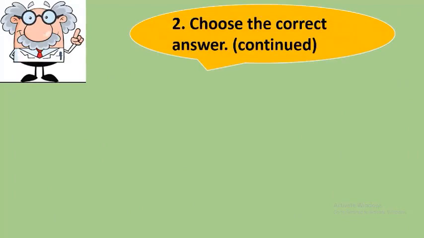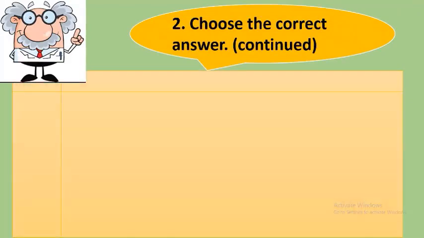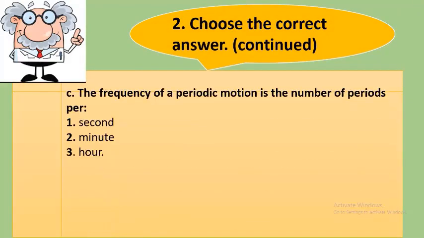Now we'll continue with the exercise 2. The frequency of a periodic motion is the number of periods per. Is it second, minute, or hour? A good way to remember this is that what is the SI unit for time? And it is seconds. So this will help you remember that the answer is second.